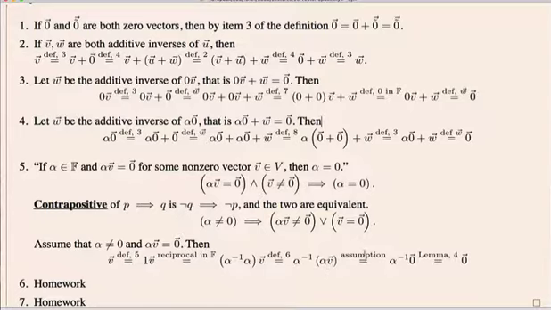Now, according to our assumption, alpha times v is 0. And then what we have from step number 4, the previous step, is that alpha inverse 0 is 0 vector. We already shown that. So we get that v equals to the 0 vector, which means that this implication is true. And this is the contrapositive of the original implication, which is then proven to be true.